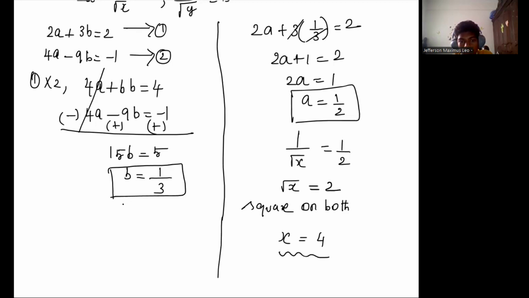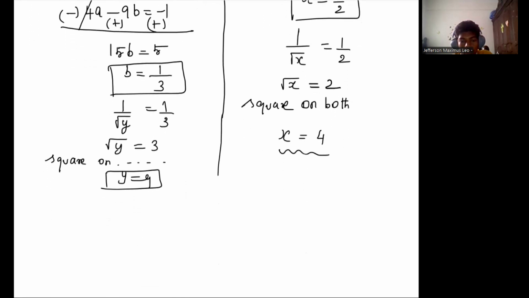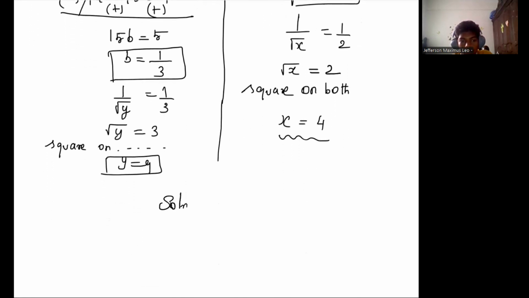And here b is 1 by root y, which is 1 by 3. Take the reciprocal, root y is equal to 3. Now also square on both sides, y is equal to 9. Any doubt? No, ma'am. Therefore, the final solution: x is equal to 4, y is equal to 9. That's all. No doubts. Correct answer. Shall we move to the next question?